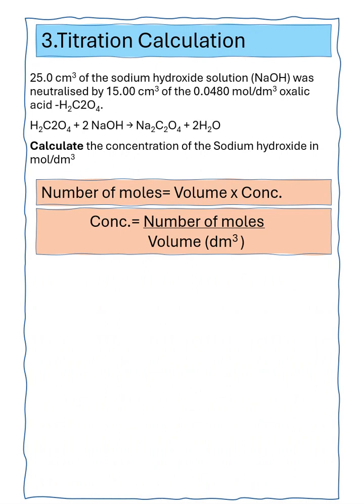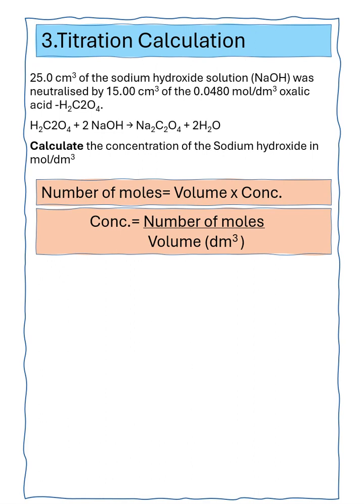Question 3 says calculate the concentration of sodium hydroxide in moles per decimeter cubed. So this is a titration calculation. We're given information about the titration. We're told the volume of sodium hydroxide that's reacting, 25 centimeters cubed, and it's neutralized by oxalic acid. And we know we've got 15 centimeters cubed of oxalic acid at a concentration of 0.048.